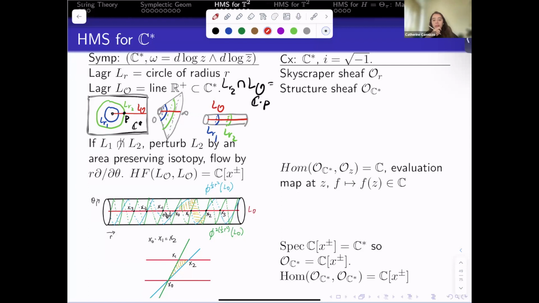Can people see that, how the C star is becoming a cylinder? I'll do thumbs up or thumbs down. Okay. See if he thumbs up. Yeah, so we're kind of pulling out this puncture here, and then we're kind of contracting this down to this circle here.